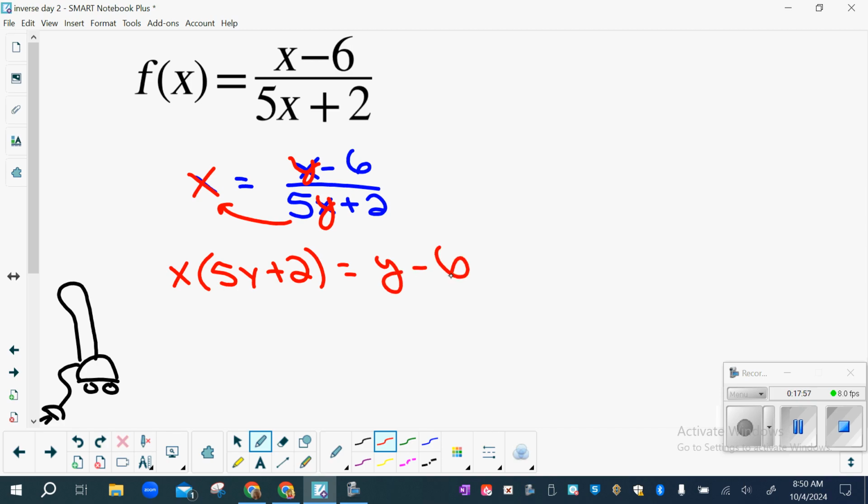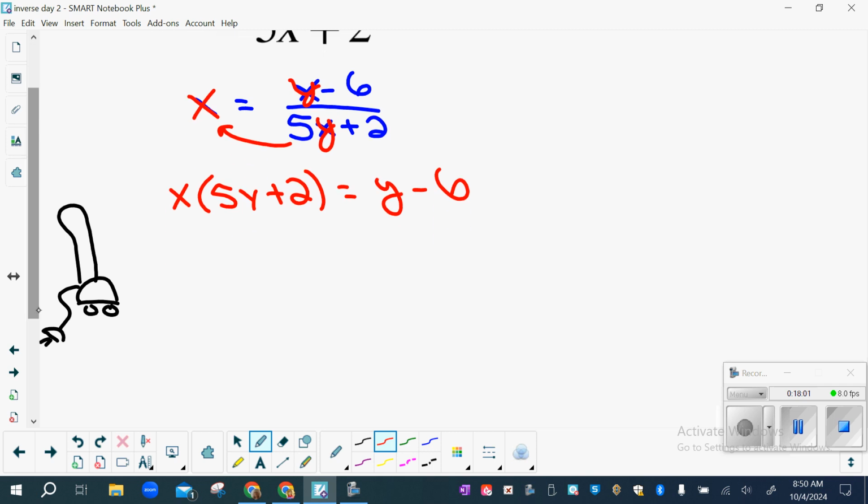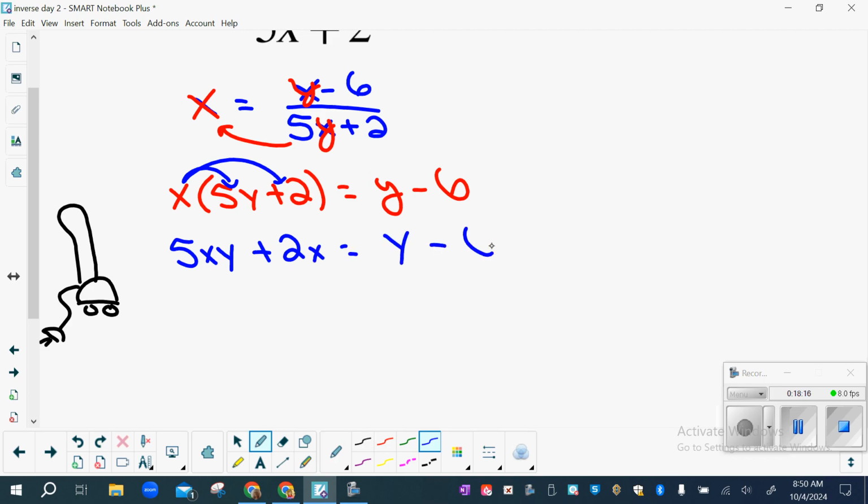Everybody cool? Next step, little baby clawing. Not a lot of claw, baby claw. Just not a super claw, baby claw. Like a half a claw. 5xy plus 2x equals y minus 6. Stopping there. Can I see a wiggle of fingers of my friends who got to this point? Almost everyone. Right on, right on.